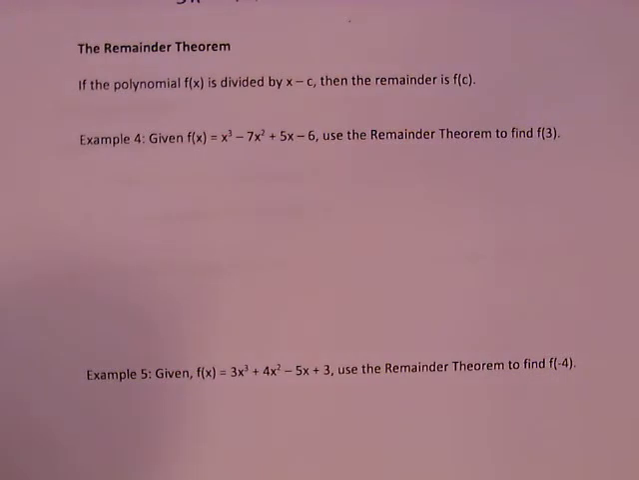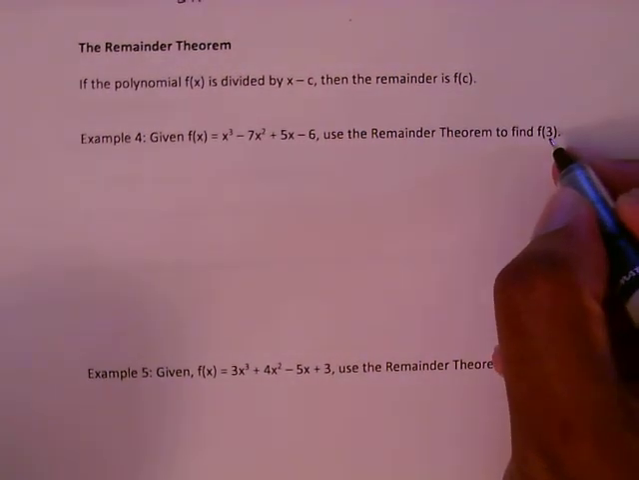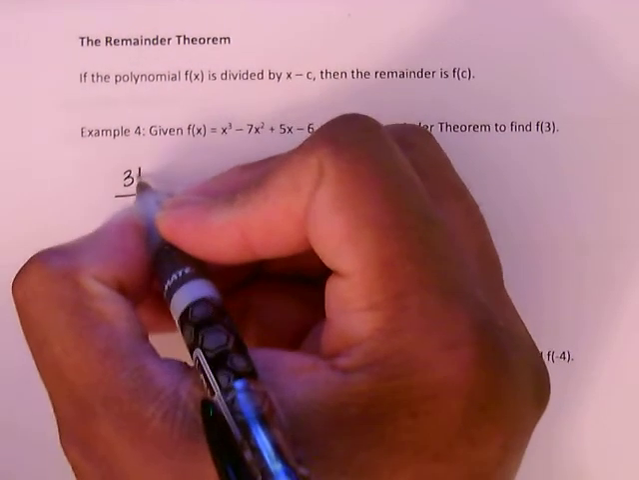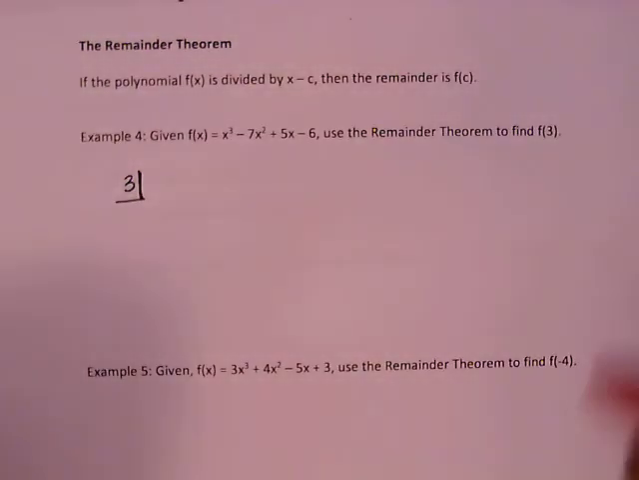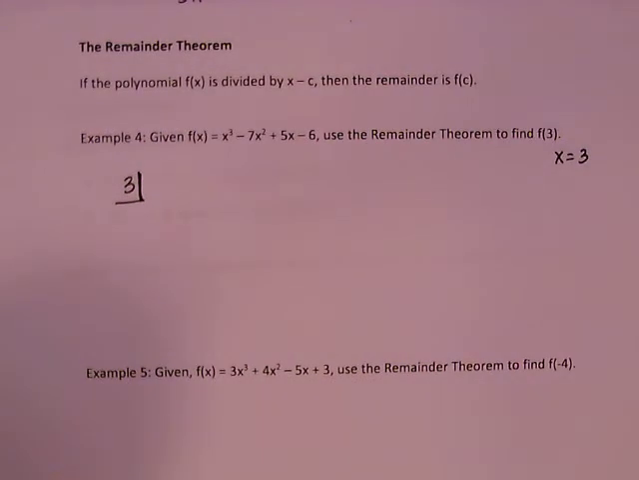So in example 4, we're going to be given that f of x is equal to x cubed minus 7x squared plus 5x minus 6. And I want to use the remainder theorem to find f of 3. So here, my x value is 3. That's going to be the divisor. Not negative 3, because f of 3 means the x value there is 3. And it's already solved for x, so we only use the positive 3 in this case.